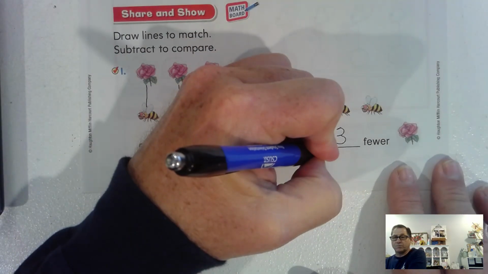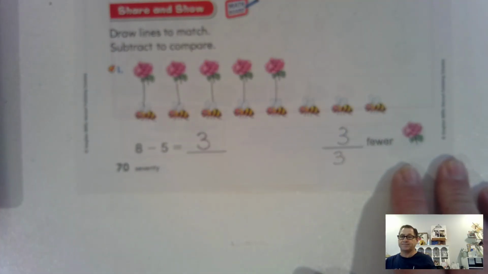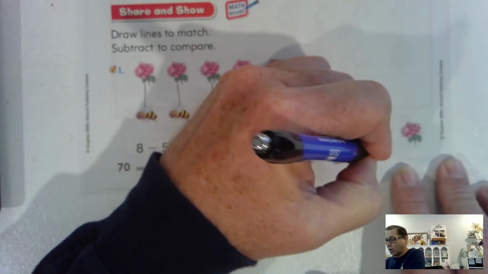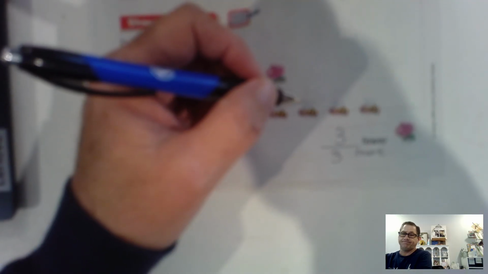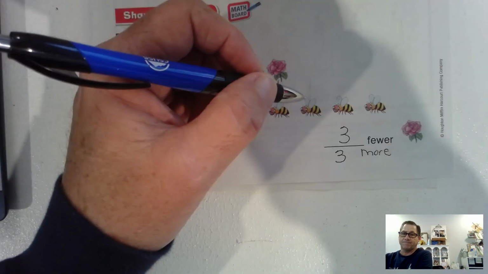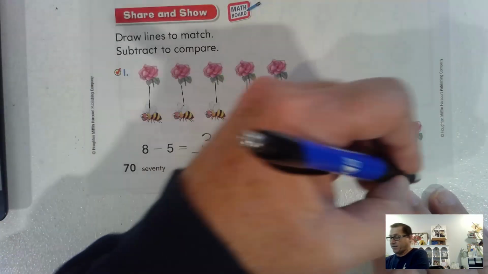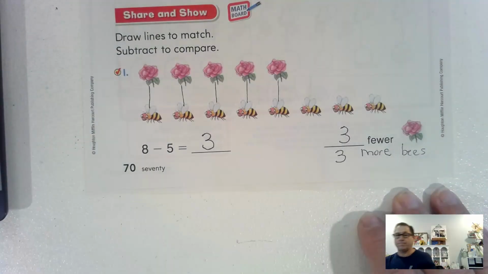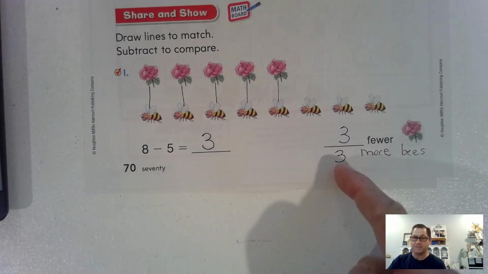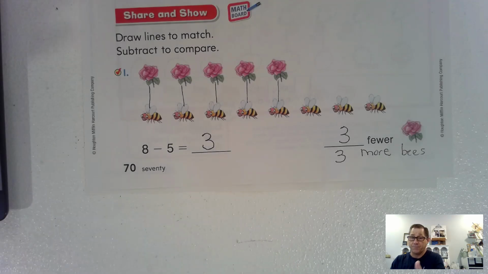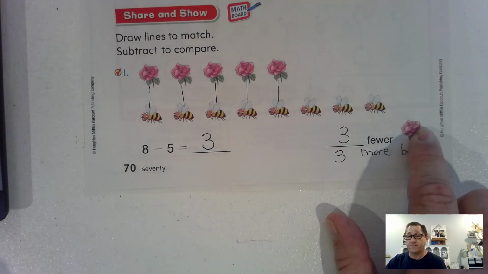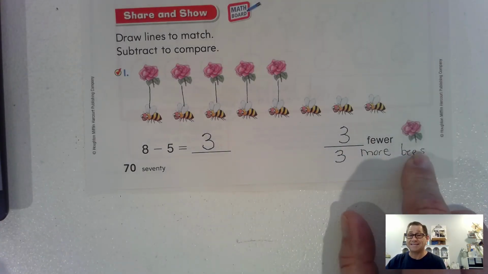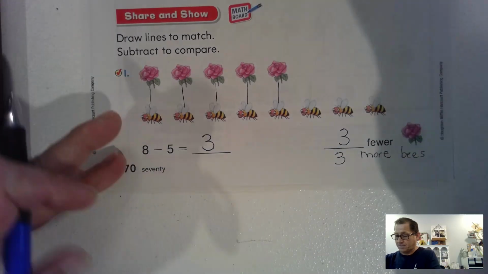Or, what could we have said? We could have said 3 more bees, right? Again, you notice the difference, 3, when we compare bees and flowers, still going to be 3, whether I say fewer flowers than bees or 3 more bees than flowers. All right, let's look at page 71.